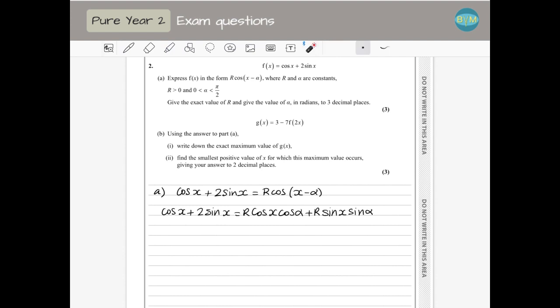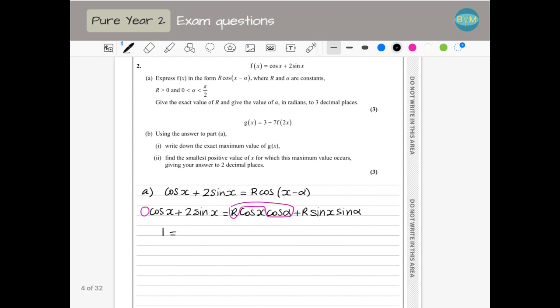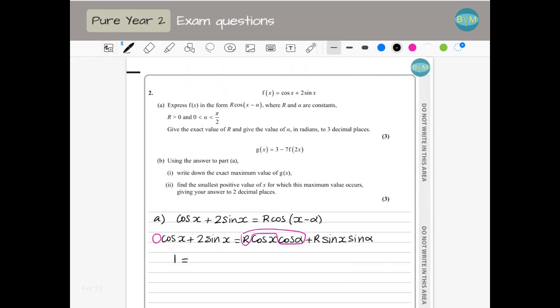Now cos x and sine x are variables, but cos alpha and sine alpha are numbers. So what we are going to do is compare this side with this side. The coefficient of cos x on the left hand side is 1. It has to be equal to the coefficient of cos x on the right hand side. So 1 is going to be equal to R cos alpha, because it's just a number.